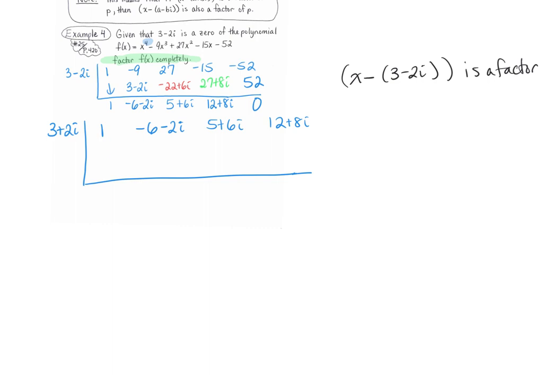So now let's go through and do this. Let's synthetically divide. Bring down your 1. Multiply, you get 3 plus 2i. Add, what do you get? Negative 3. They're turning out a little bit nicer here. So negative 3 times 3 plus 2i. What's negative 3 times 3 plus 2i?